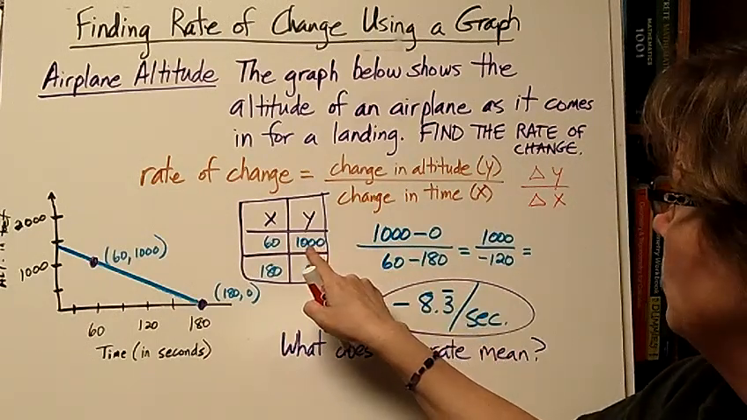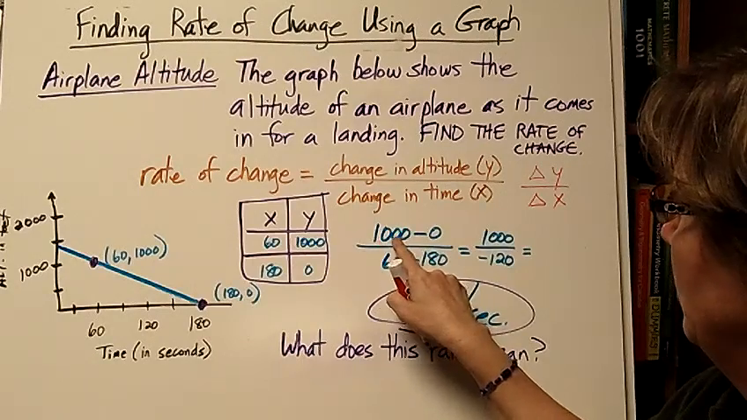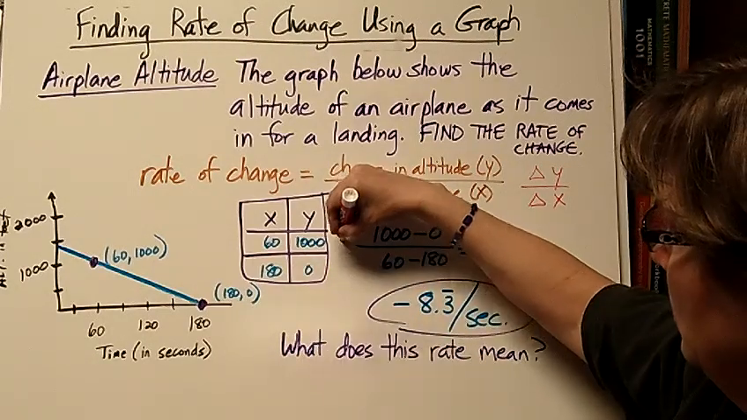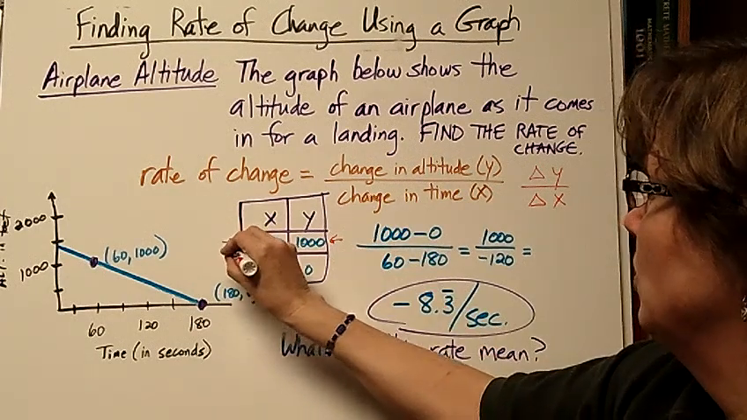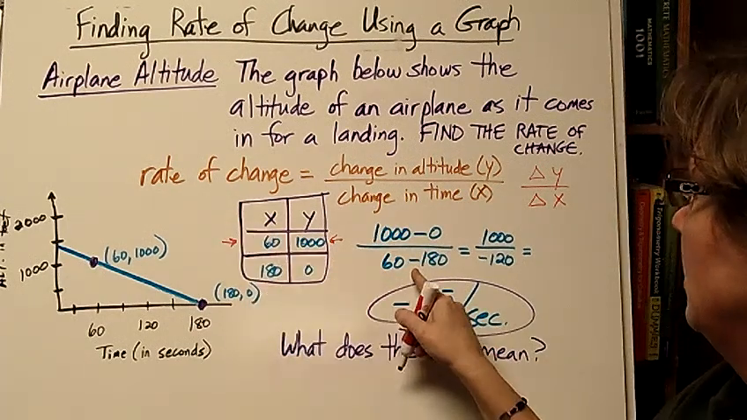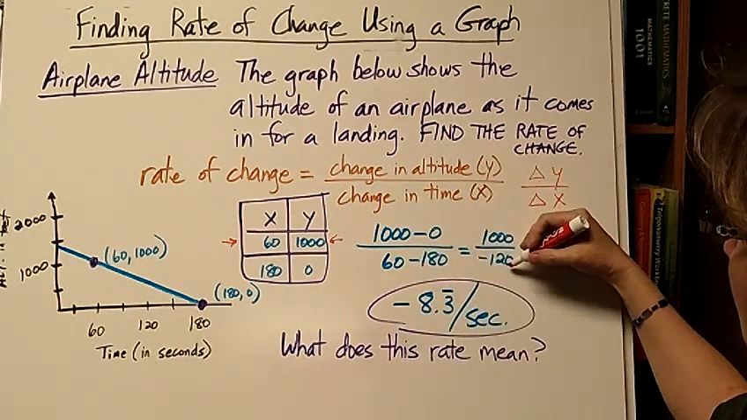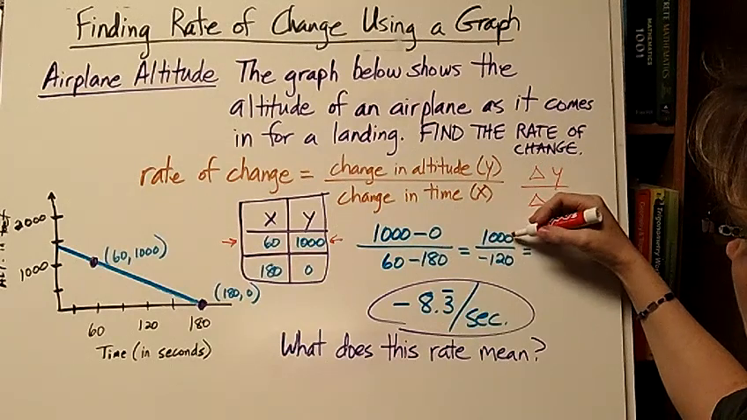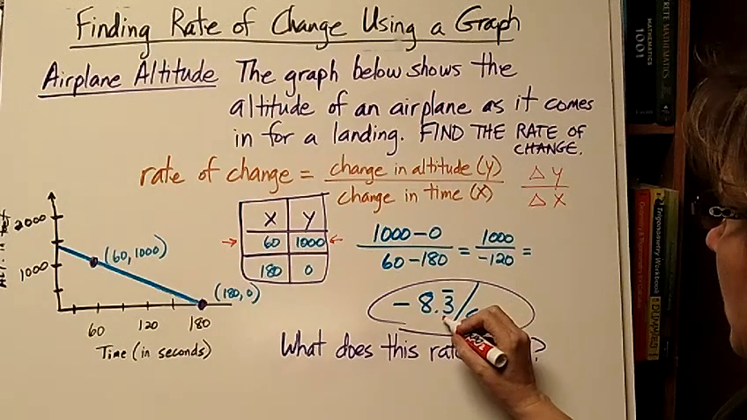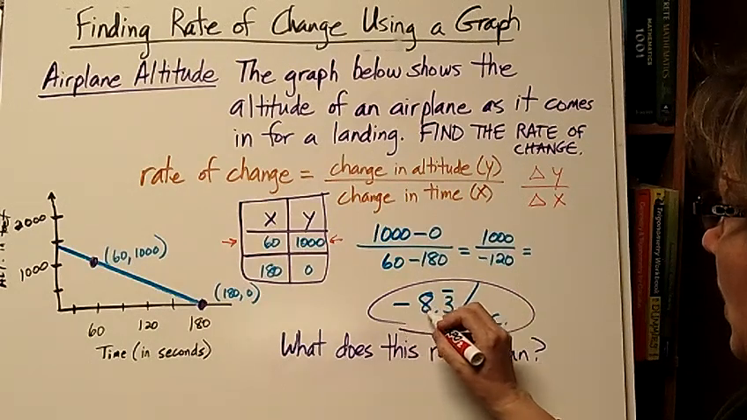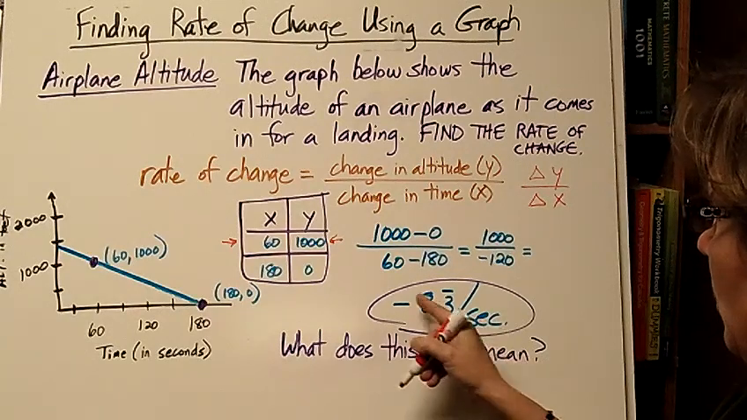What are our y values? We have 1,000 and we have 0. So you'll take 1,000 minus 0. You notice I used this point first on the top, so I'm going to use this point first on the bottom. I'll have 60, take away 180. We have an interesting thing that happens. We now have a negative number. And when I simplify this from 1,000 divided by 120, I'm going to end up with a negative 8.3 divided by 1 second. So that's my unit rate.